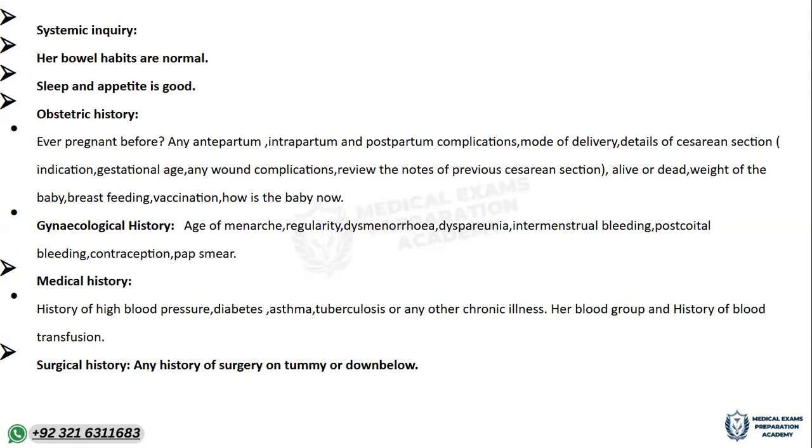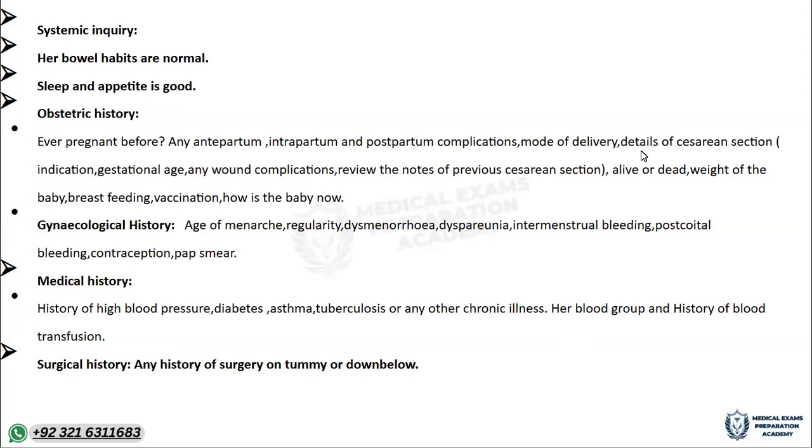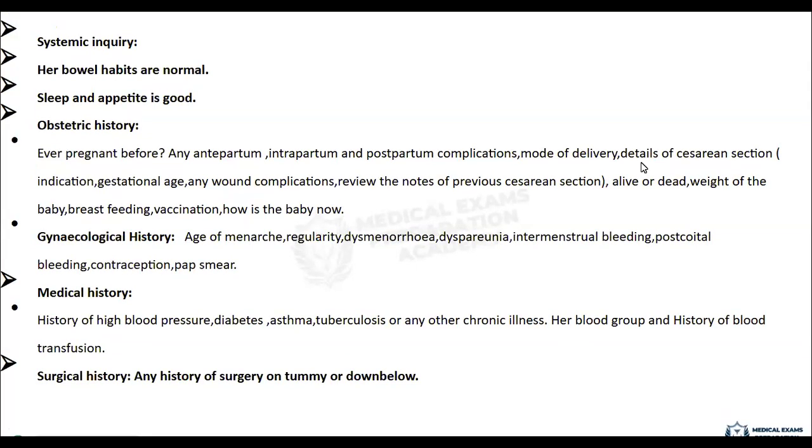Then mode of delivery is very, very important. Whether she was delivered by spontaneous vaginal delivery or by cesarean section, and if she was delivered by cesarean section, then you will ask the details of the cesarean section so that you can decide the mode of delivery in this pregnancy. And you will ask about the indication of cesarean section, at what gestation it was done, any history of wound complications, wound infection, and if the notes of the previous cesarean section are available, then you will review the notes.